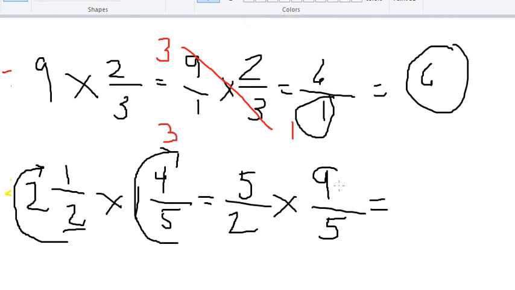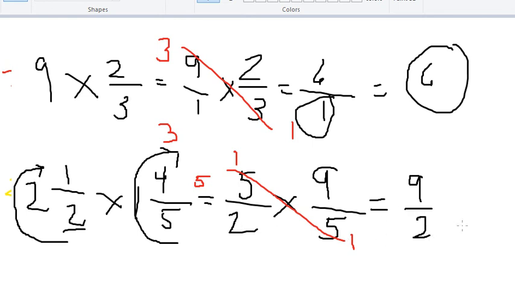Tignan natin. 2 and 9, hindi pwede. 5 and 5, pwede. Both are divisible by 5. 5 divided by 5 is equals to 1. 5 divided by 5 is equals to 1. So, 1 times 9 is equals to 9. Then, 2 times 1 is equals to 2.